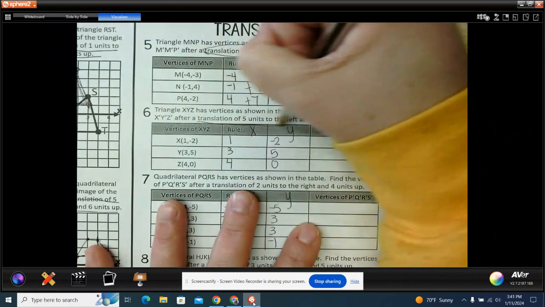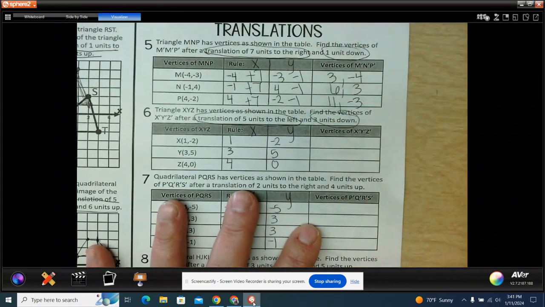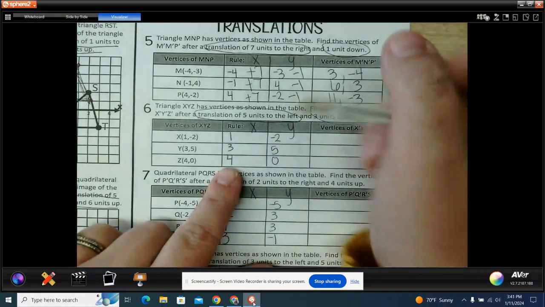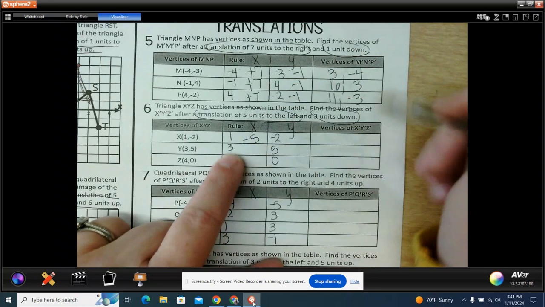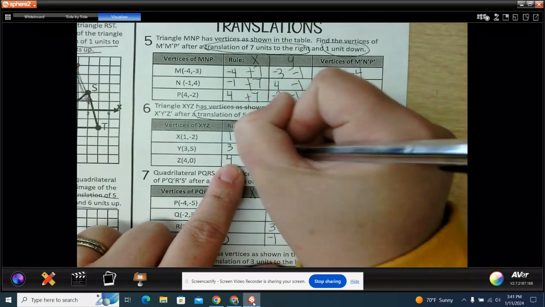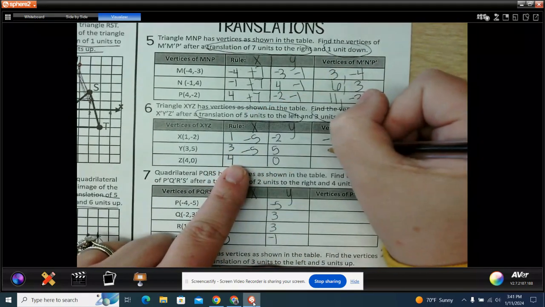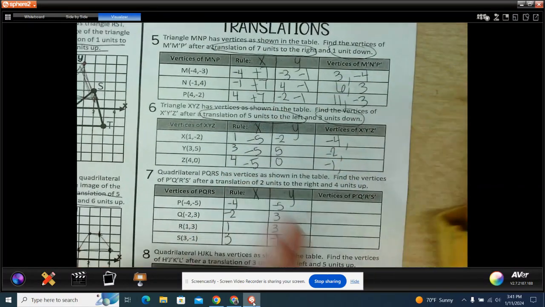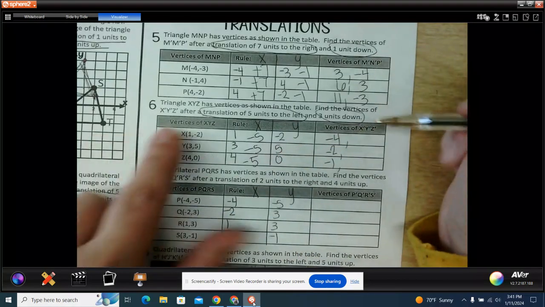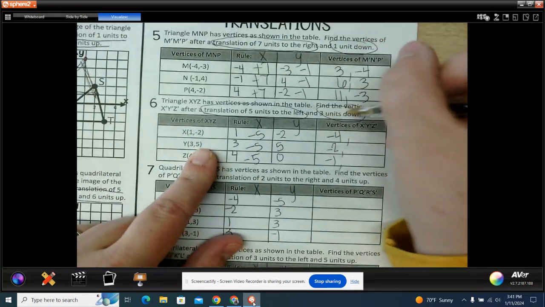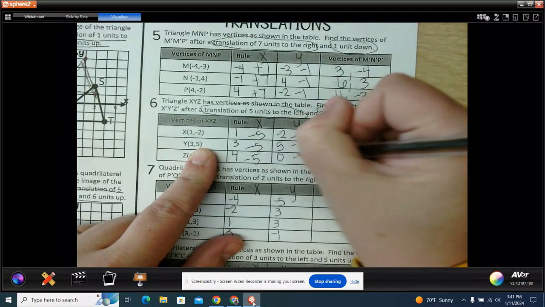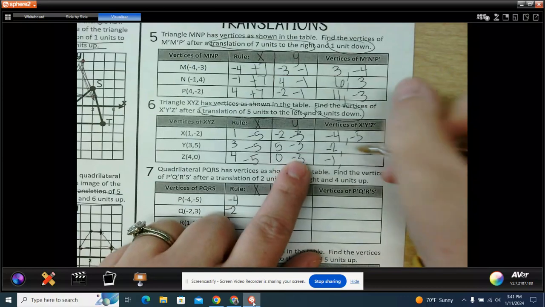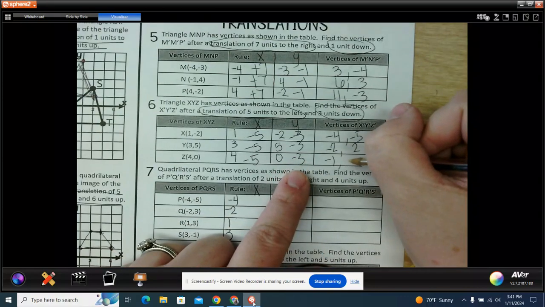Number 6, we're going to translate 5 units left and 3 units down. Left is going to tell me to go negative. So negative 1 minus 5 is negative 6? Then 3 minus 5 is negative 2. And 4 minus 5 is negative 1. Then with our y values, we're going to go 3 units down. So again, down means minus. We're going to minus 3. Negative 2 minus 3 is negative 5. 5 minus 3 is 2. 0 minus 3 is negative 3.